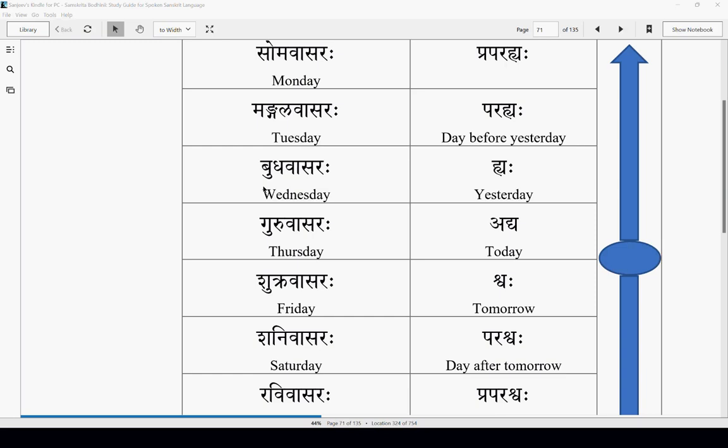What are the other words? Soma, Chandra, Chandravasara, Induvasara. Chandravasara, Induvasara, you can use these. And then Mangala, Mars. Any other word you can use there? There is a word called Kuja, right? Kuja Graha, we call Kuja Vasara.